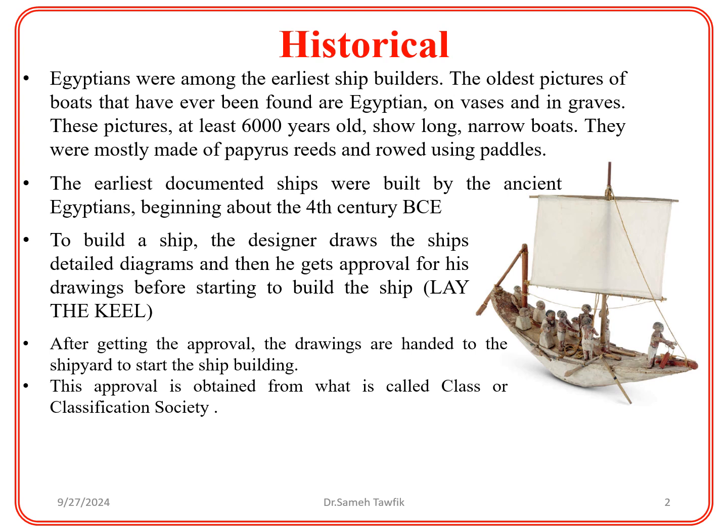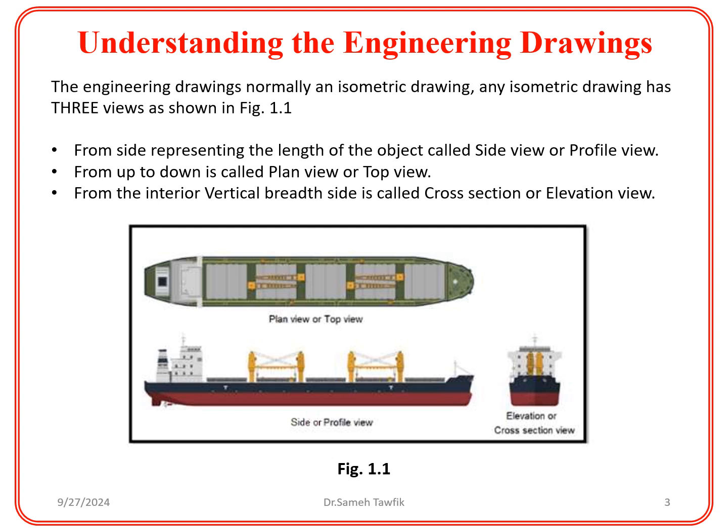In the next part of our lecture, we'll discuss how engineering drawings play a crucial role in the modern shipbuilding process. When engineers design a ship, they create detailed drawings to visualize the different aspects of the vessel. One common type of drawing is the isometric drawing, which shows the object from three different perspectives. As you can see in the shown figure, an isometric drawing has three main views. Plan view or top view. This view shows the ship from above. A bird's eye view of its overall shape and dimensions.